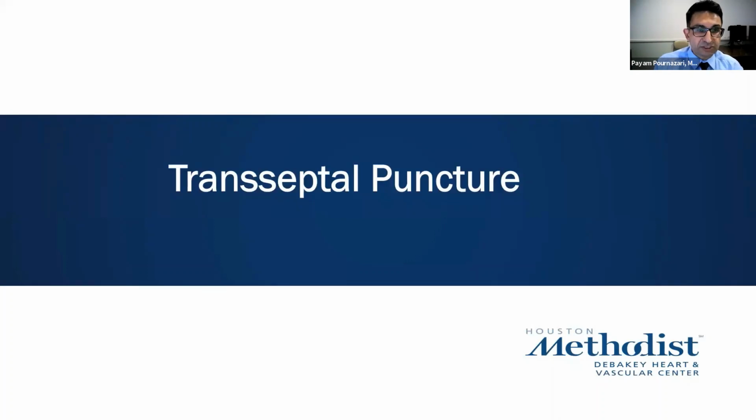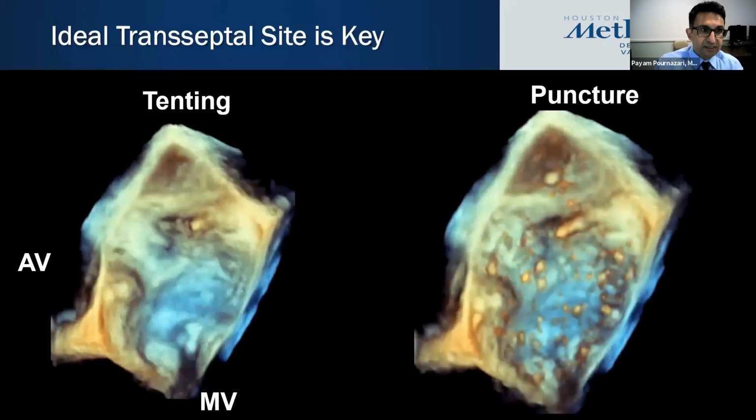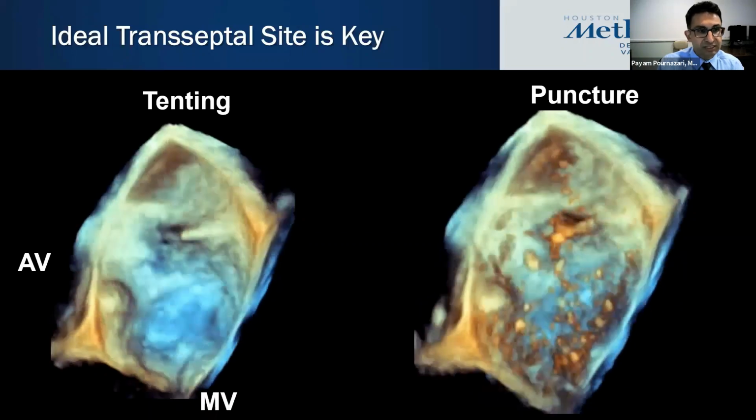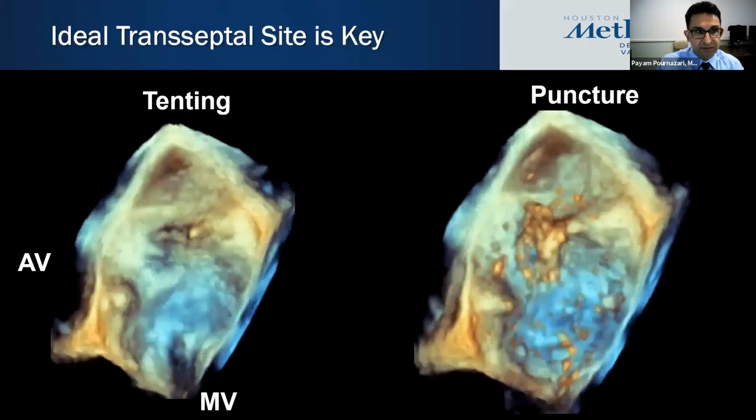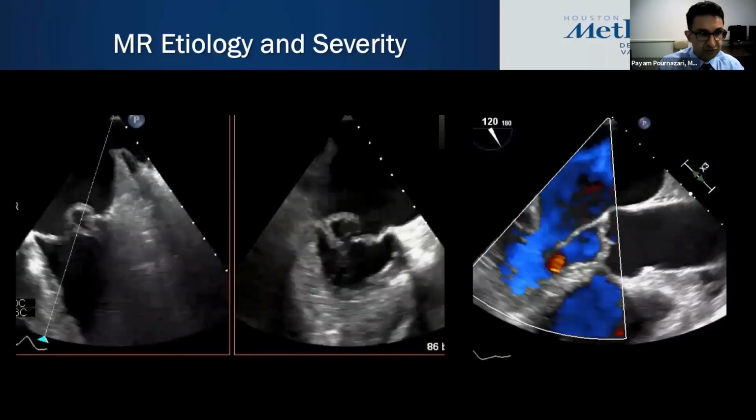So if the procedure is a go, then the first step of the procedure is a transseptal puncture. The transseptal puncture happens ideally in the posterior and superior aspect of the septum in the fossa ovalis, 4 to 5 centimeters from the mitral valve annulus. The ideal height from the mitral valve annulus is 4.5 centimeters. The tenting of the interatrial septum and puncture site can be confirmed and verified by 3D imaging. And when transseptal puncture is made, then the guide catheter is advanced to the left atrium.